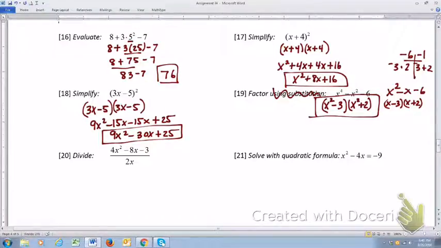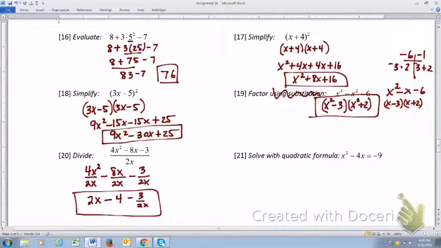On number 20, we know when we divide a polynomial by a monomial, we can write each term over our denominator here. And then we just simplify each of the terms. So you should get 2x minus 4 minus 3x. On number 21, we're going to use the quadratic formula. But first, let's add 9 to each side.